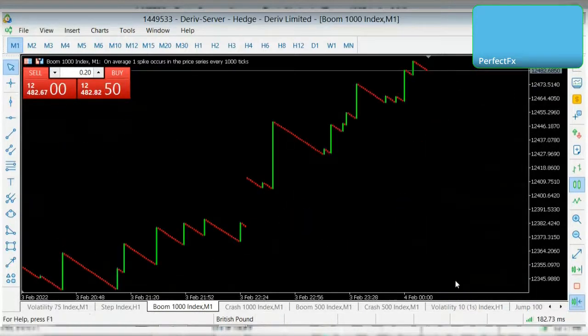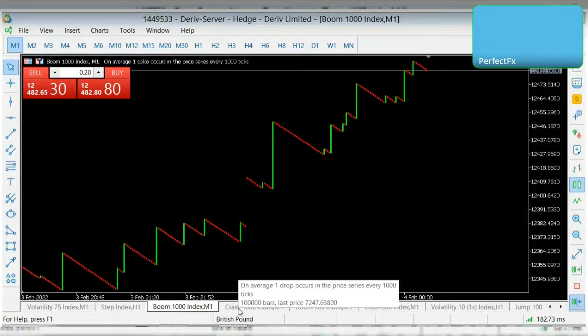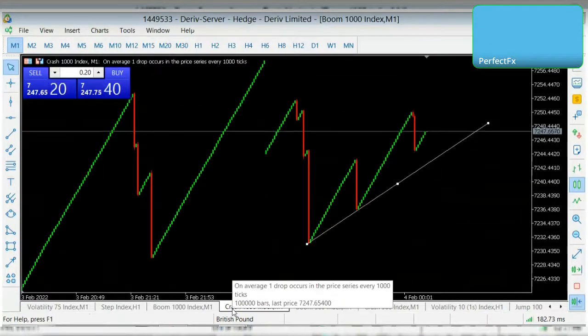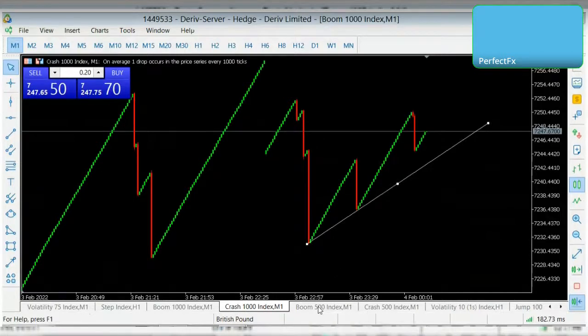So guys, that's how this strategy works. It works for all VIX commodities. Let's quickly check other commodities. And let me quickly have the quick talk with you guys.